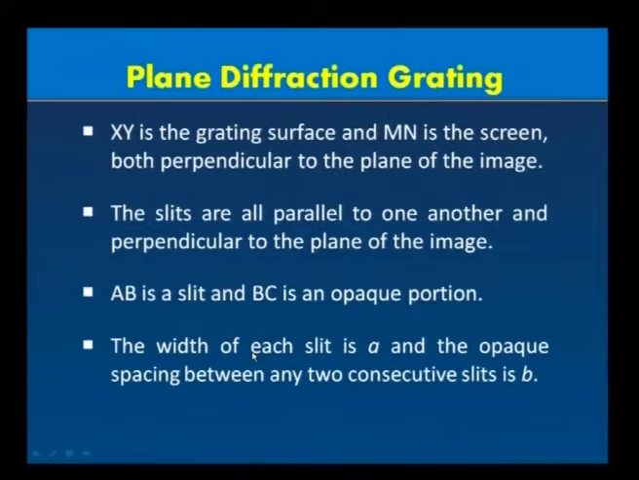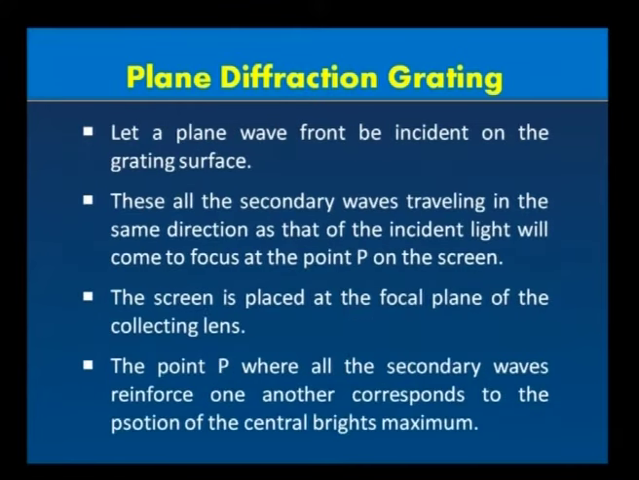The slits are all parallel to one another and perpendicular to the plane of the image. AB is a slit and BC is an opaque portion. The width of each slit is a, and the thickness of the opaque portion will be b. So a plus b is called a grating element.